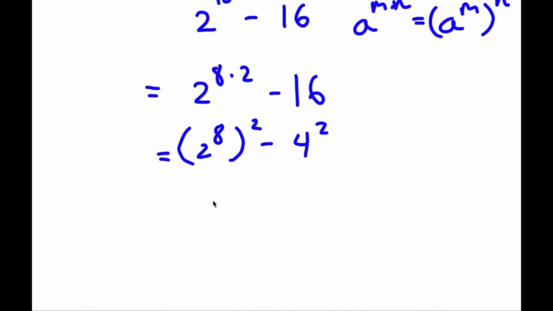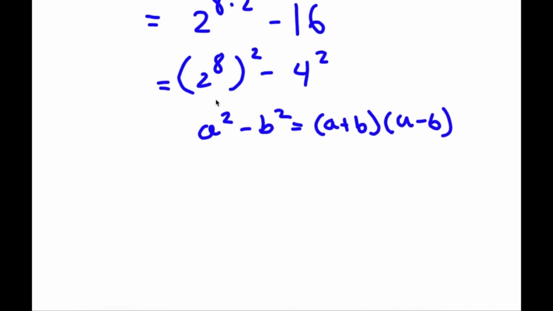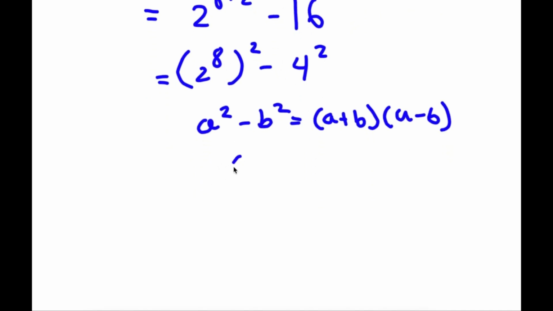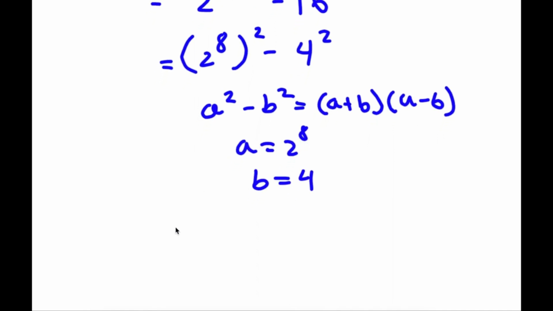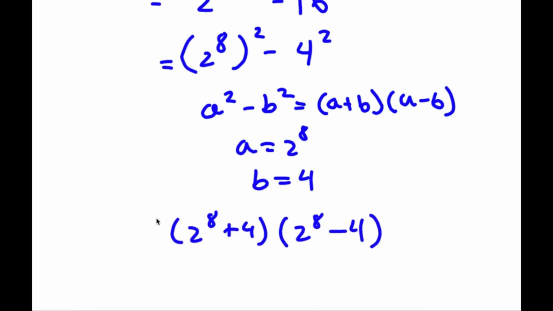Now, if I have something in the form a squared minus b squared, this is equal to a plus b times a minus b. So 2 to the power of 8 squared minus 4 squared, in this case a is equal to 2 to the power of 8 and b is equal to 4. So now I have 2 to the power of 8 plus 4 times 2 to the power of 8 minus 4.